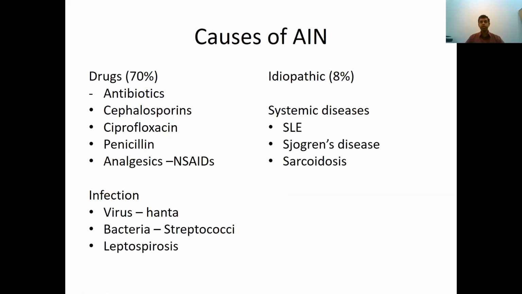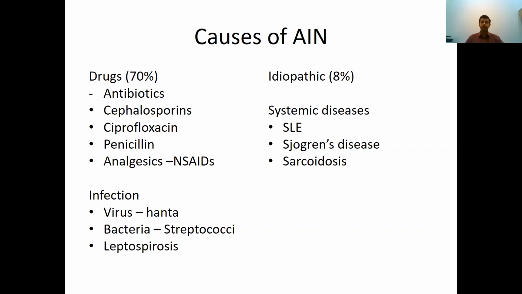So what are the main causes of acute interstitial nephritis? You can mainly divide it into drug causes, infective causes, and systemic causes. Drug-induced acute interstitial nephritis is the main group of causes. There are antibiotics like cephalosporin, ciprofloxacin, penicillin are some of the main drugs that can cause acute interstitial nephritis.